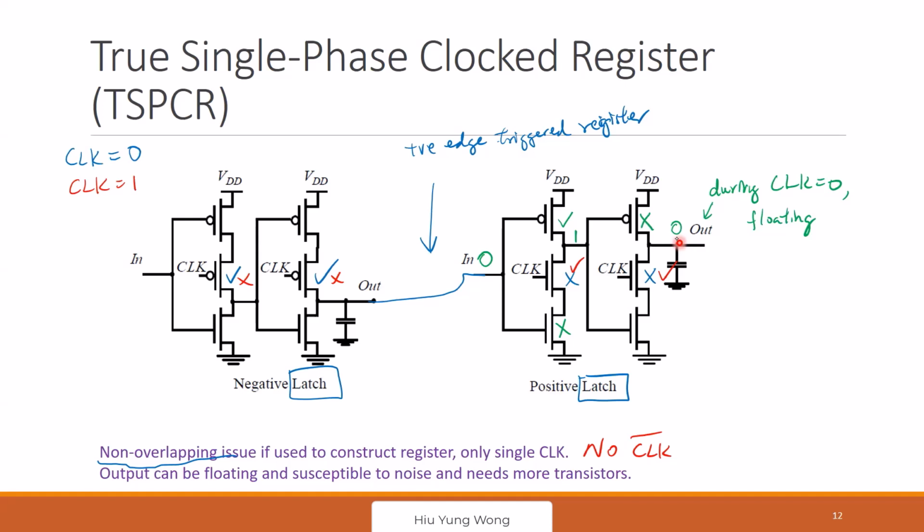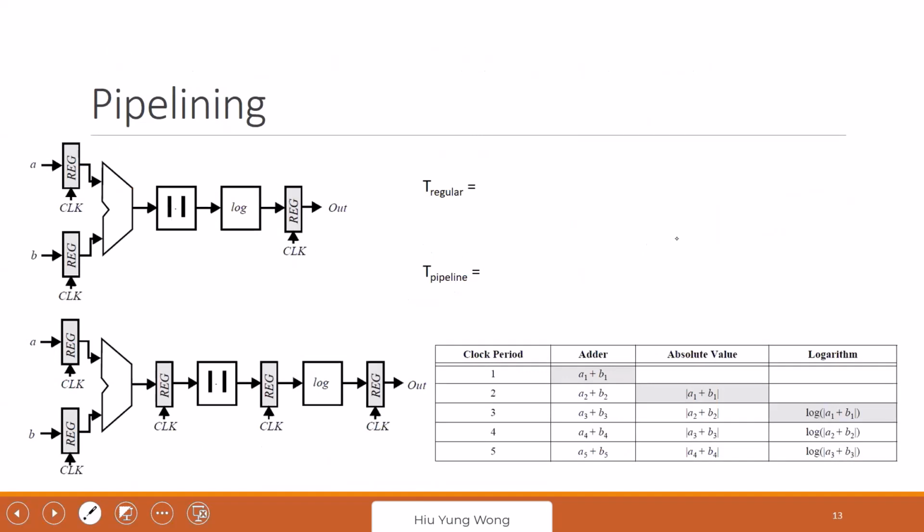Okay. If no question, then let's move forward. So how can we increase the speed of the clock, of the calculation?